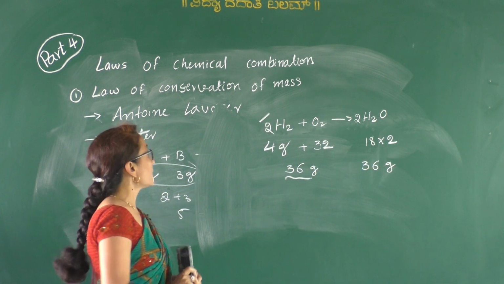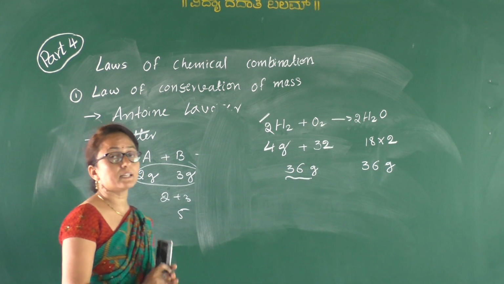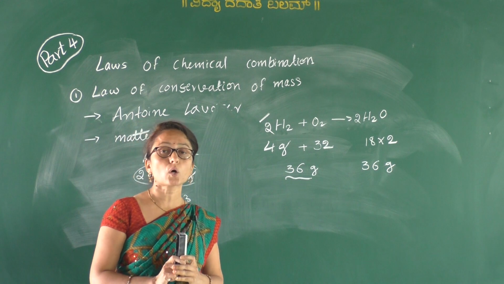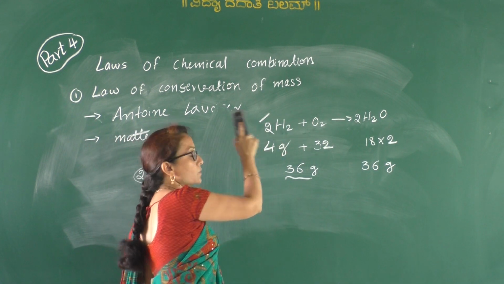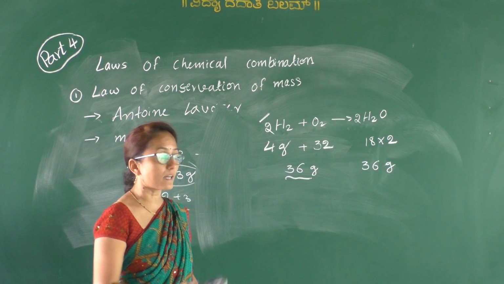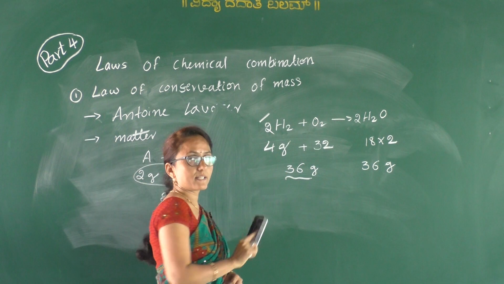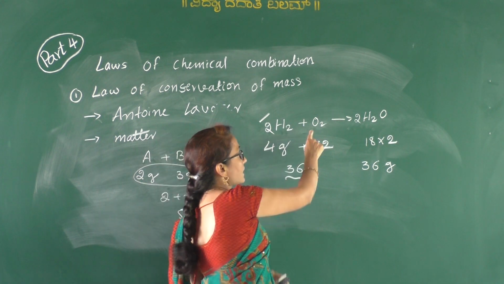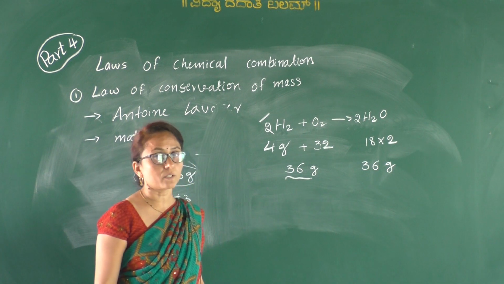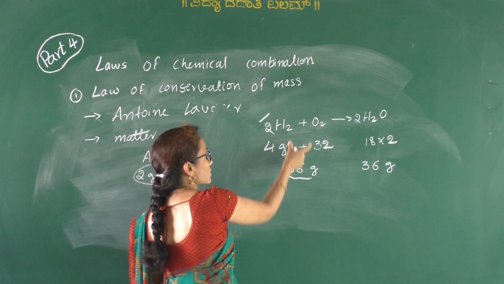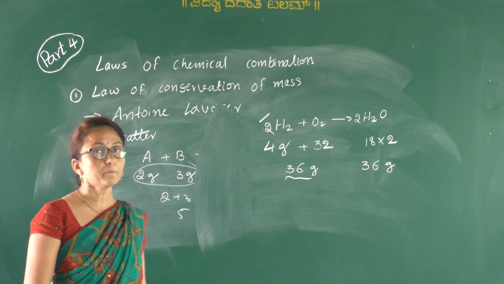So according to the law of conservation of mass, matter can neither be created nor destroyed. The hydrogen atoms in hydrogen gas, we cannot destroy. So it is converted into what? Water, by combining with oxygen. Similarly, oxygen is not destroyed, it combines with hydrogen and forms what? Water. So the total mass of the reactants must be equal to the total mass of the products.